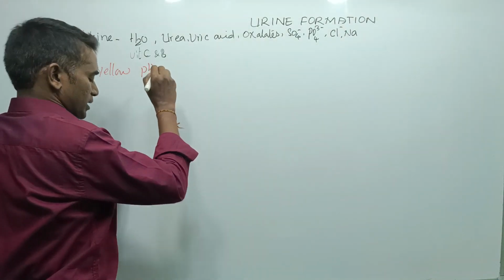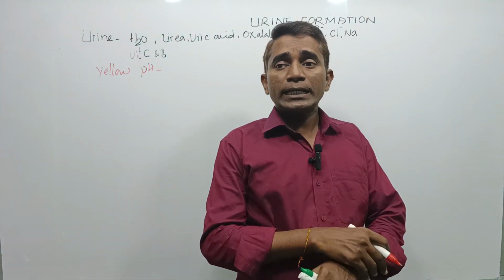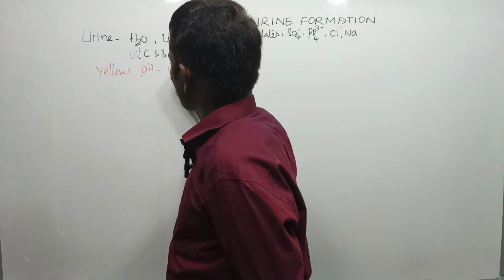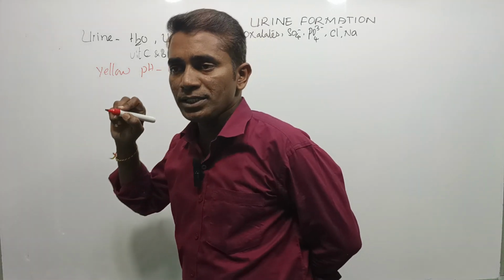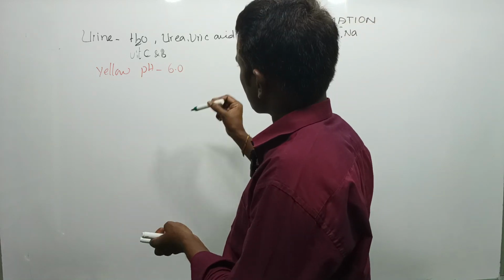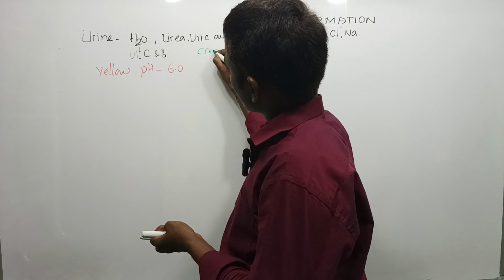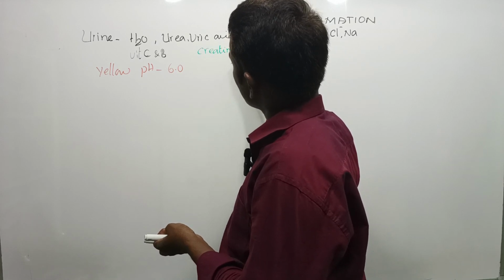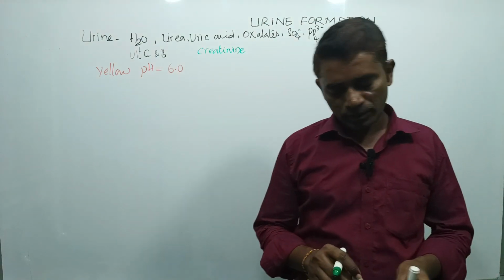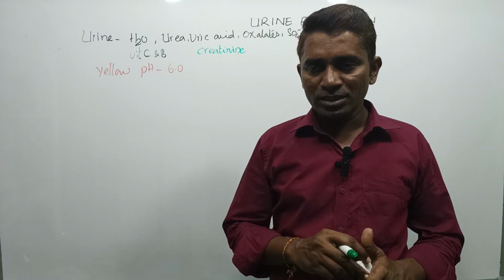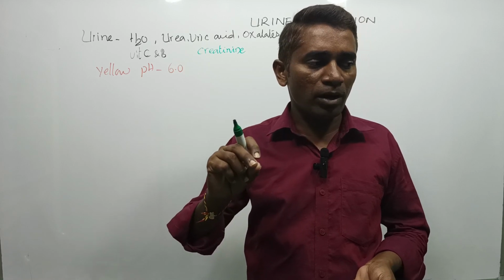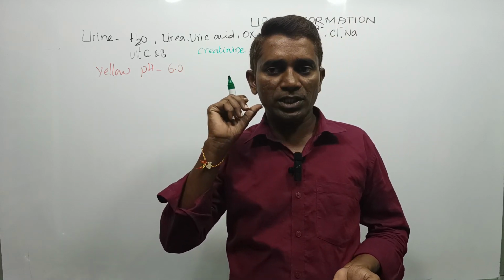When it comes to the pH, it is almost 6, slightly acidic. Above all, this also contains another compound, creatinine. This creatinine is a derivative of muscle contraction. It is used as a marker for diagnosis of kidney functioning itself.